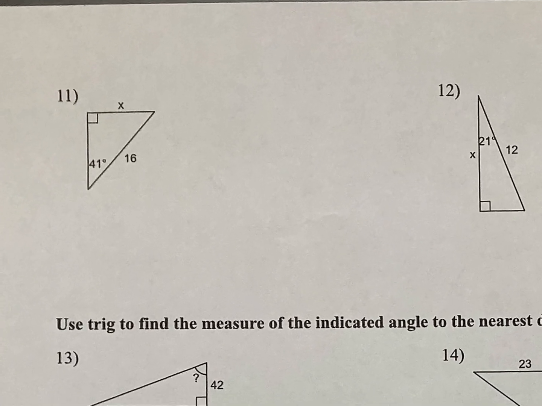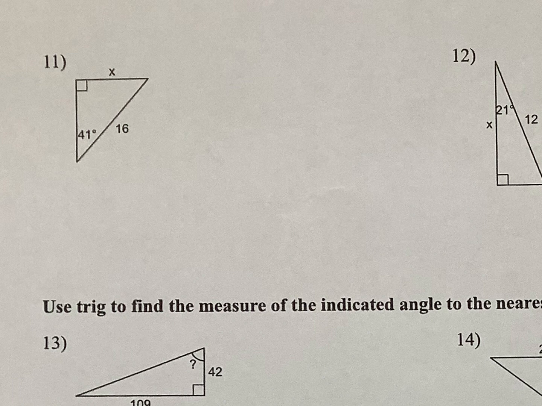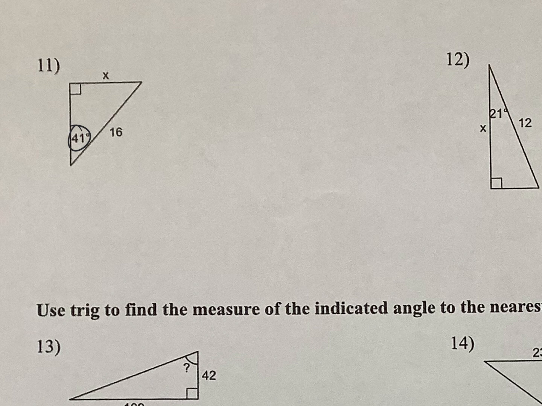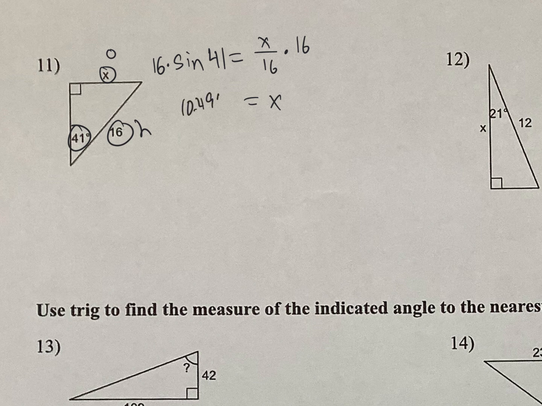All right. Number 11. Still using trig functions. Here's our corner. There's our hypotenuse, and there is our opposite leg. So that would be the sine function, SohCahToa. Sine of 41 is equal to the opposite leg over the hypotenuse. Multiply by 16 to remove it. And take 16 times the sine of 41. And you get 10.4969. So that should be rounded to the tenths. Makes that 10.5.